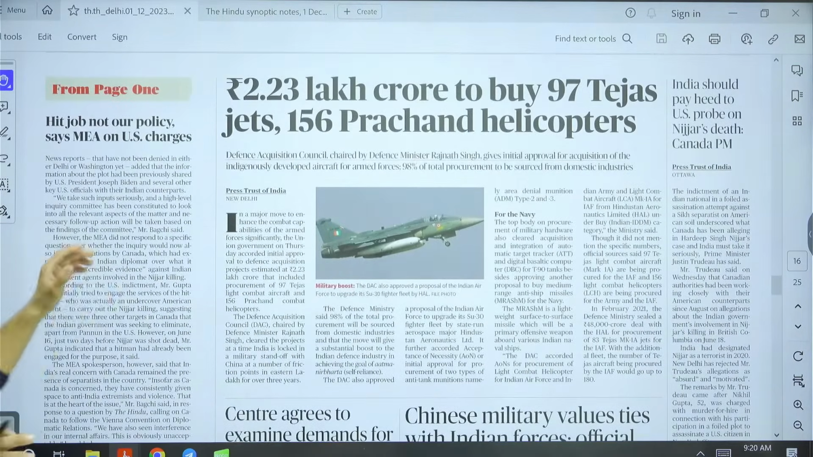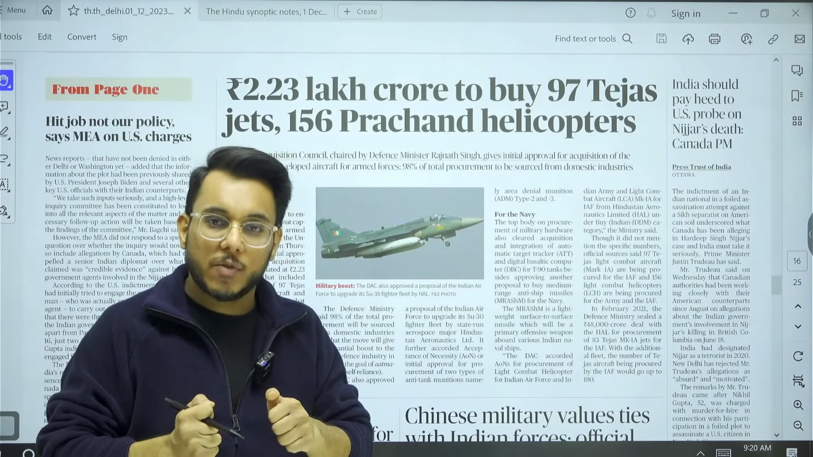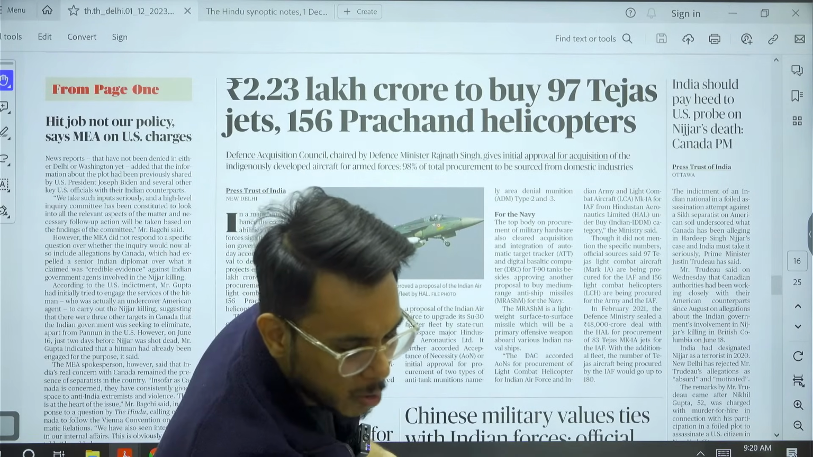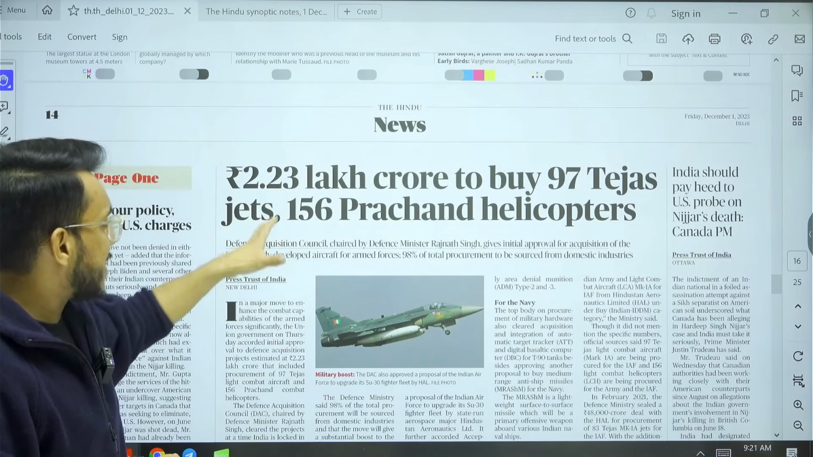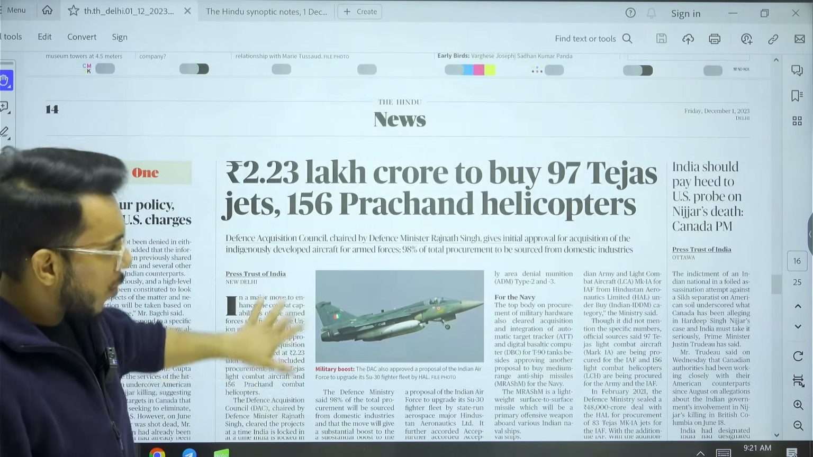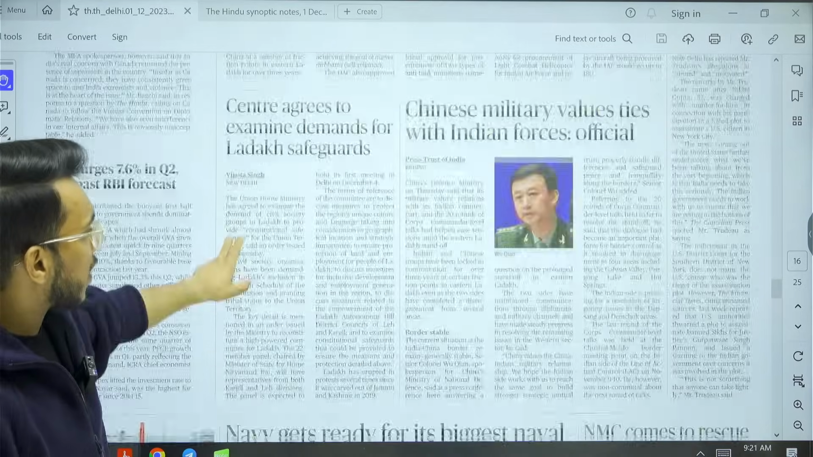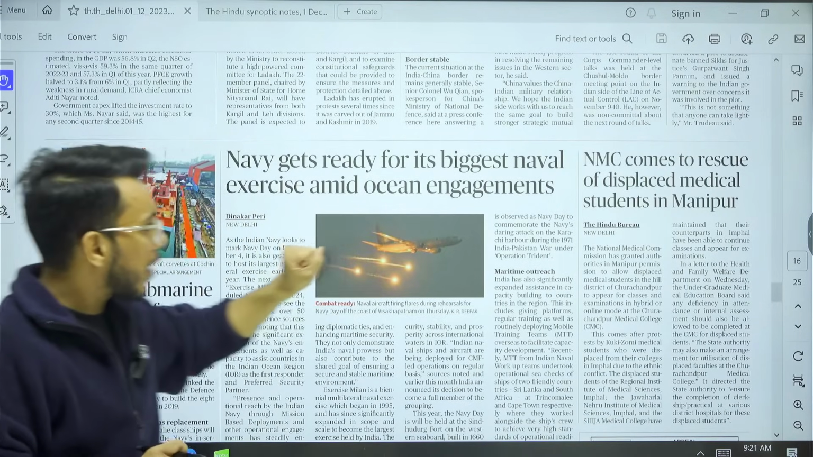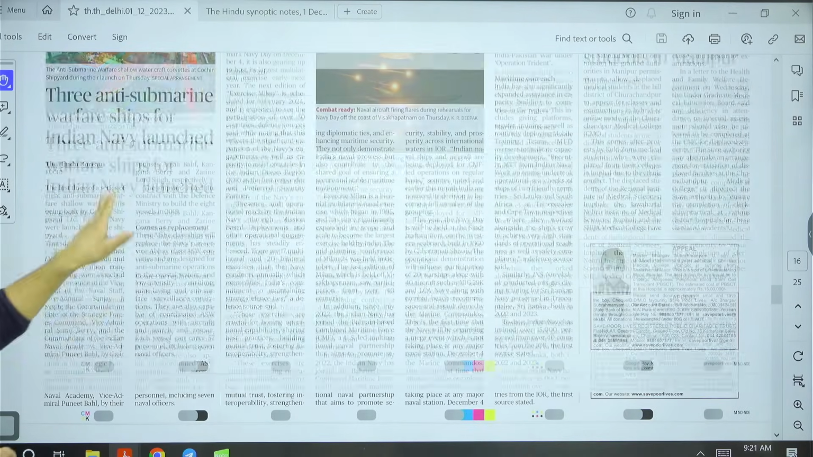Moving on, here we have three important articles with respect to indigenization of defense, GS paper 3, and other related topics. I will show you. First, we have one article here: 2.23 lakh crore to buy 97 Tejas jets. We'll take this particular article. Apart from that, there are other important articles also, for example, Navy gets ready for its biggest naval exercise. We'll take this article also, and there is one more article, 3 anti-submarine warfare ships for the Indian Navy launched. So we'll take all these articles for the exam.